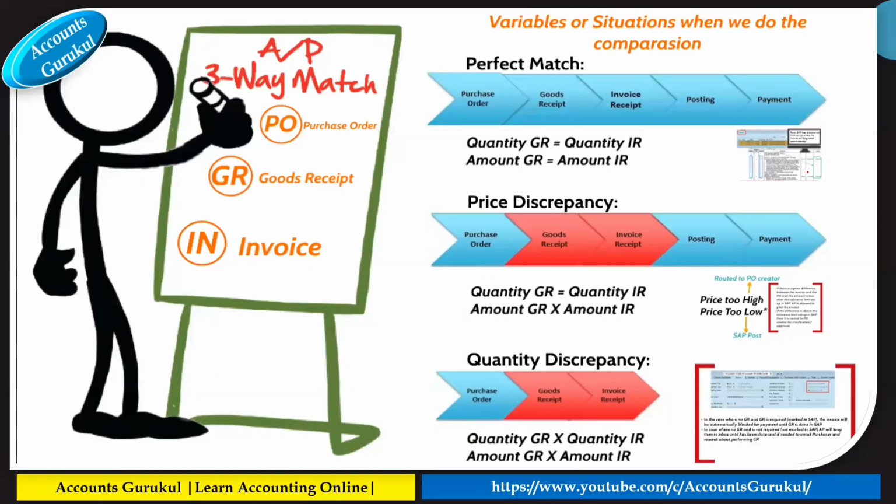Now, if you see here, these are going to be variable situations when we do the comparison. A three-way match is going to be mandatory: your purchase order, your goods receipts, and your invoice receipts. Then the perfect match: your purchase order, your goods receipt, invoice receipt, posting, and then payment. But if your purchase order, goods receipt, and invoice receipt are not in line, then this stage is not going to be there. So here itself, you are going to reject that invoice.